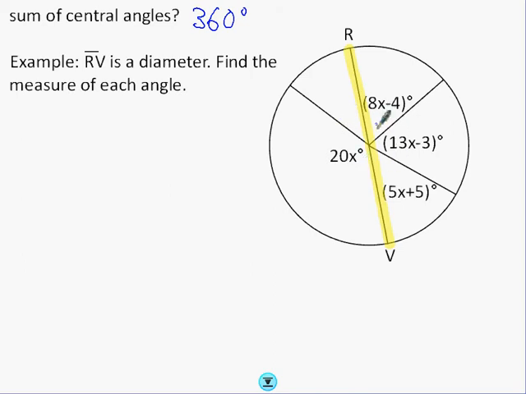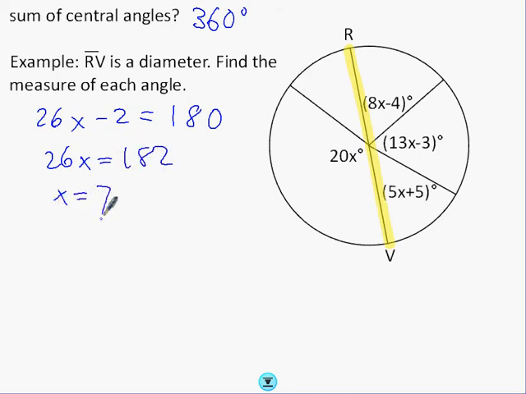Let's go ahead and add these three. I'm going to collect my x's. 8 and 13 and 5 is 26 x's. And now I'm going to collect the other numbers. That's minus 7 plus 5, which is minus 2. They're half a circle. So these three angles add up to 180 degrees. Again, these are angle measures, central angles, 180 degrees. This has nothing to do with circumference. To solve for x, I'm going to add 2 to both sides, divide by 26, and I have x equals 7. It says find the measure of each angle.